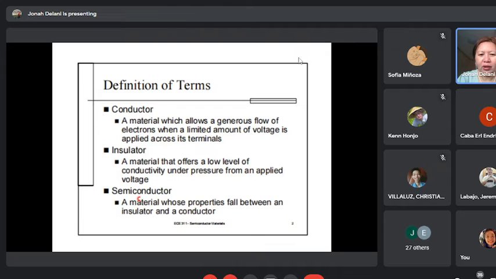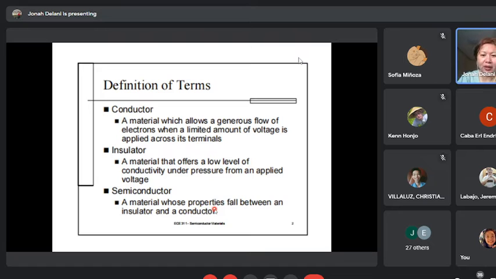That is why we call it a semiconductor. It is a material whose properties fall between an insulator and a conductor. It can no longer be called a conductor, and it can no longer be called an insulator, because it can act as an insulator and it can also act as a conductor. That is why it is called a semiconductor.